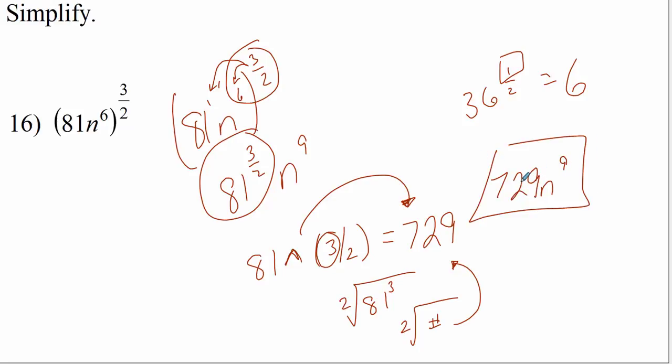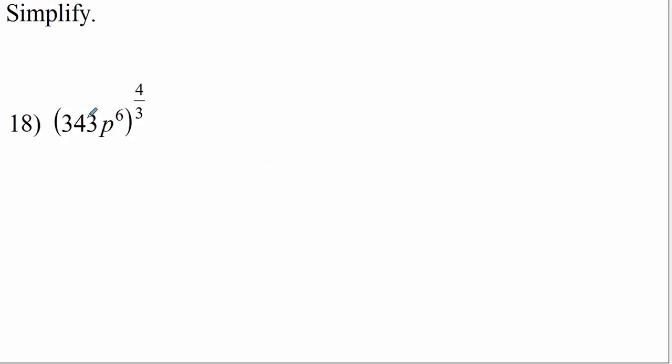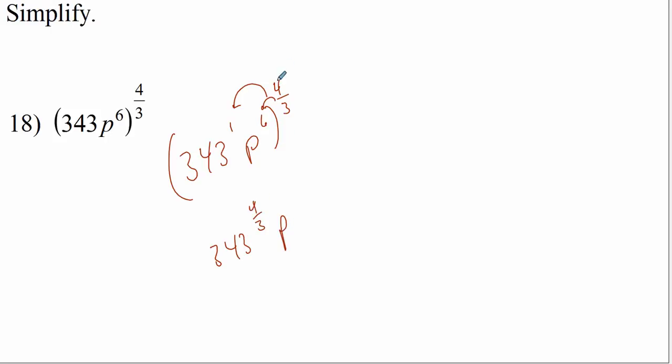Let's do one more example, and then you'll have a couple to do yourself. So let's look at 18 here. It's 343. We talked about to the 1st power. I don't have a power there. P to the 6 and all of that to the 4/3. So distribution property says I do that. So it's 343 to the 4/3. And then P, again, calculator, that's 8.